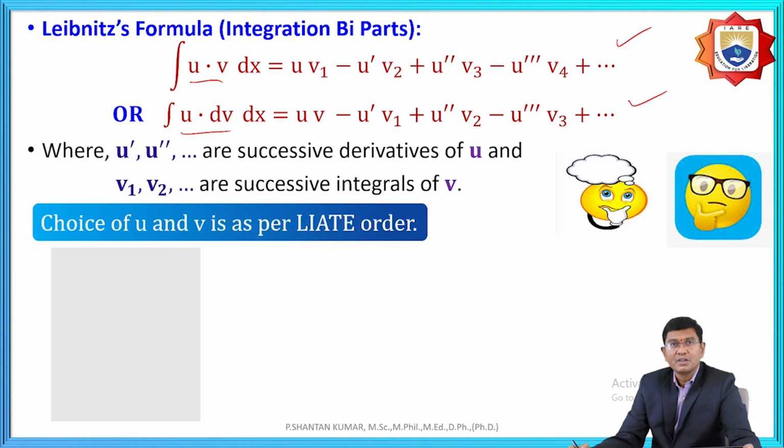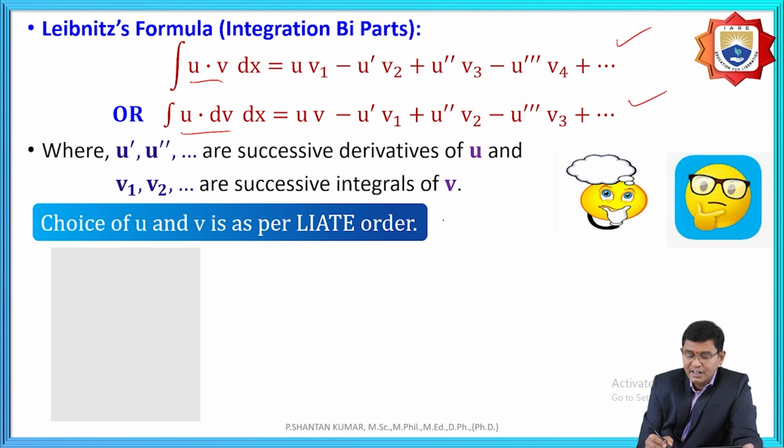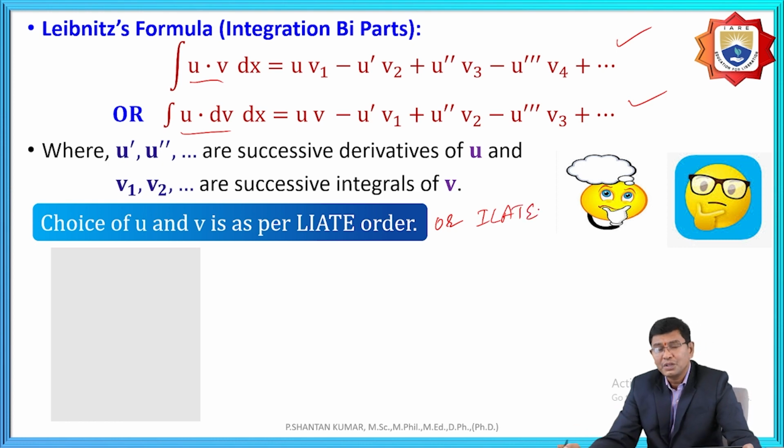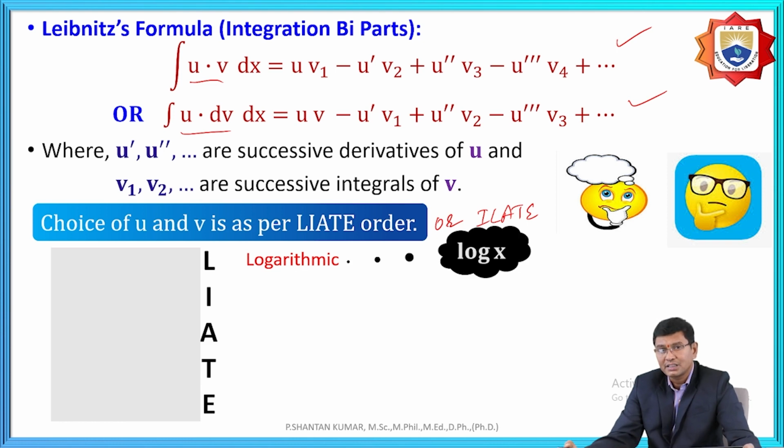And here the choice of u and v is as per LIATE or ILATE. Here either we need to follow LIATE or ILATE. When we are going to do integrating by parts, that is the Leibniz formula, we need to give the priority by using LIATE. And what is the meaning of LIATE? Here that L is nothing but logarithmic, like log x.